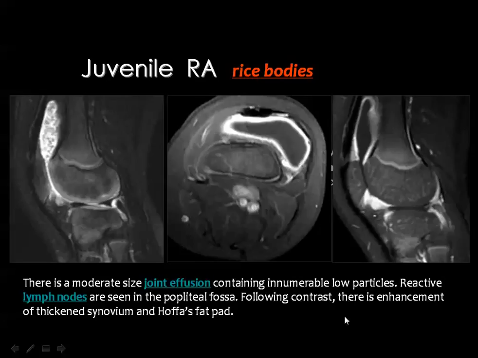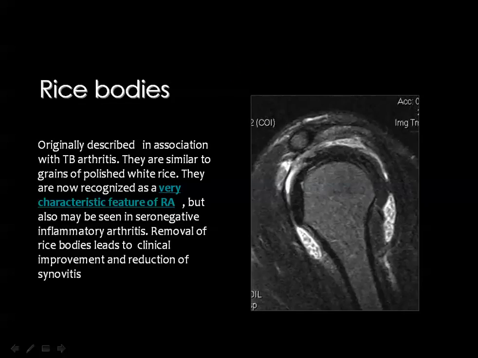Of course, you can see the rice bodies in the T2 where the fluid of the effusion is of bright signal. Then, as I have mentioned, the presence of rice bodies is considered as a very characteristic feature of rheumatoid arthritis.